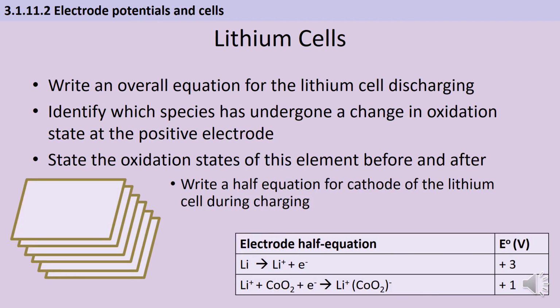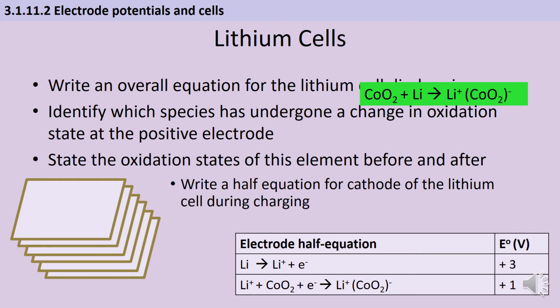Here are some examples of the kinds of things that they could ask you about lithium cells. Just like with all these cells, you could be asked to write an equation for the cell discharging. So just make sure, if that happens, you know whether the two half equations that you already have are both written as reduction potentials, in which case one of them needs flipping, or whether they're written as the equations that happen at each electrode, in which case you just add them together. So we get an overall equation that looks a bit like that.